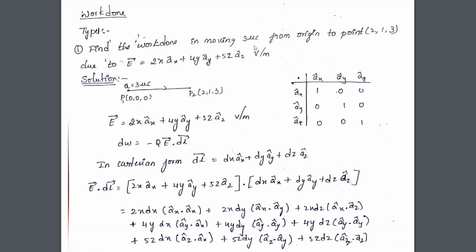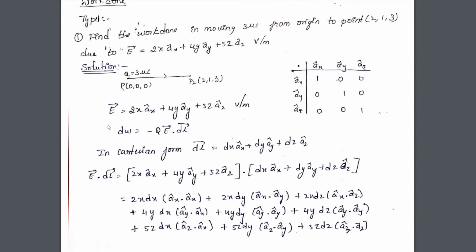You need to find the work done in moving a 3 microcoulomb charge from the origin to one point in an electric field E. Here they have given a charge of 3 microcoulombs that is located at the origin. So the point P1 you can take as 0, 0, 0, and you have to move this charge to another point P2, which is 2, 1, 3. The electric field E is given in Cartesian.